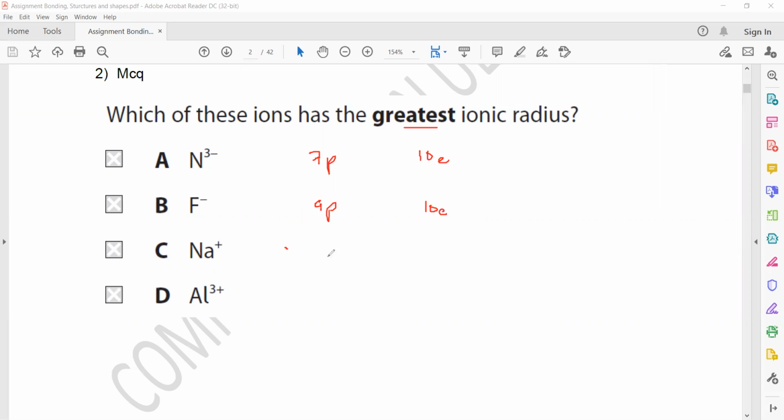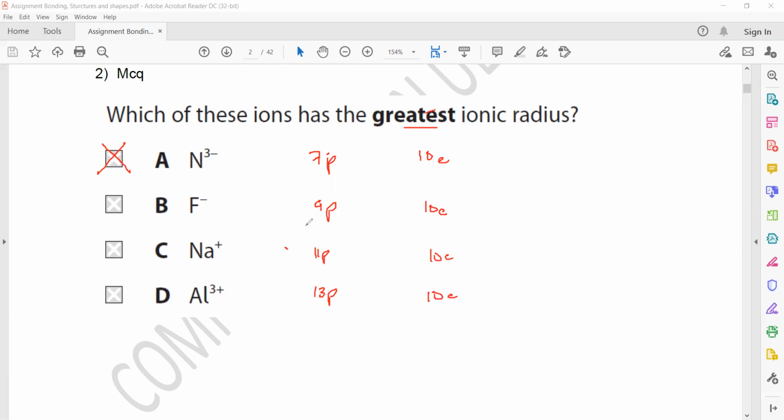So they are isoelectronic. Sodium has 11 protons and 10 electrons, and aluminium will have 13 protons. By using a periodic table, we can work out the number of protons. And there's a charge of plus 3, so it lost 3 electrons, so it will have 10 electrons. They're asking which has the greatest ionic radius. Here 7 protons are attracting 10 electrons, so the force between the protons and electrons is weak. That is why the nitride ion will have the highest ionic radius.